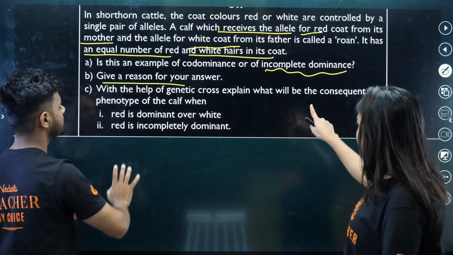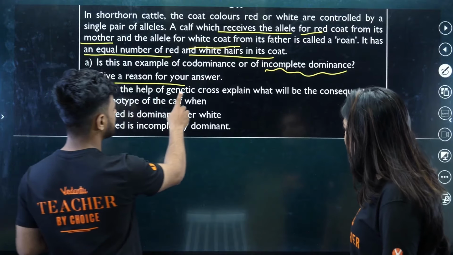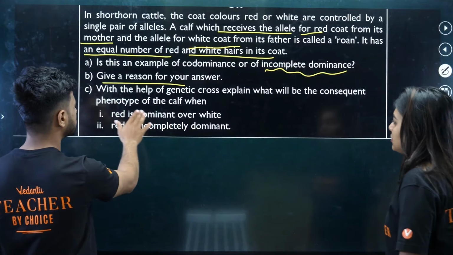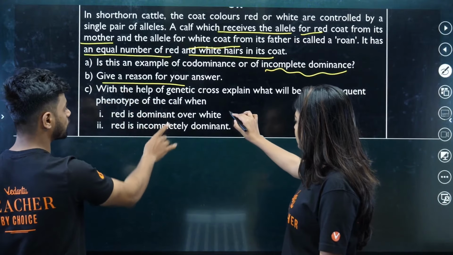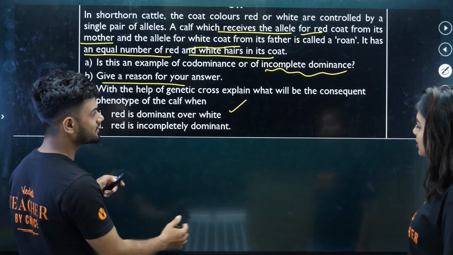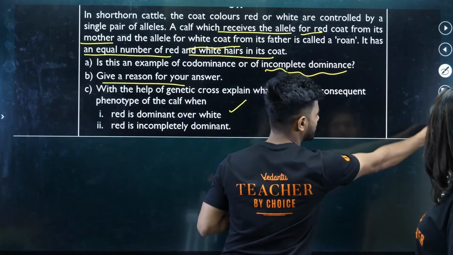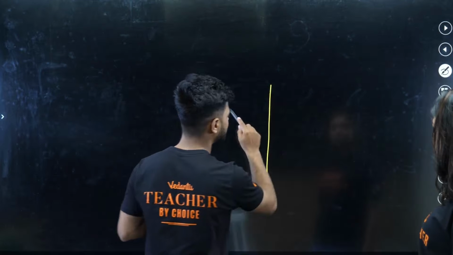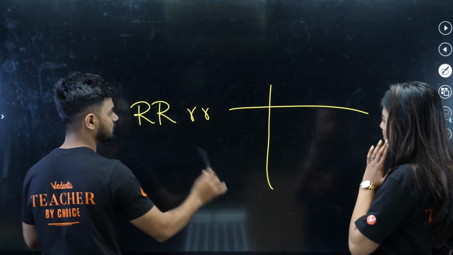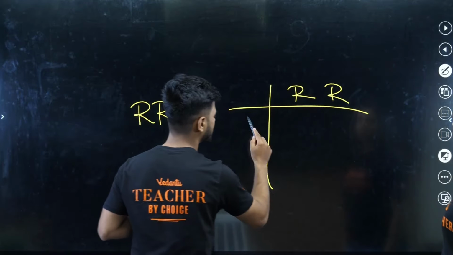Let's see this one. With the help of a genetic cross, explain what will be the phenotype of the calf if red is dominant over white. Okay, let's show the answer. Let's show them this small one. So here, we have red is dominant, white is recessive. So RR, smaller.